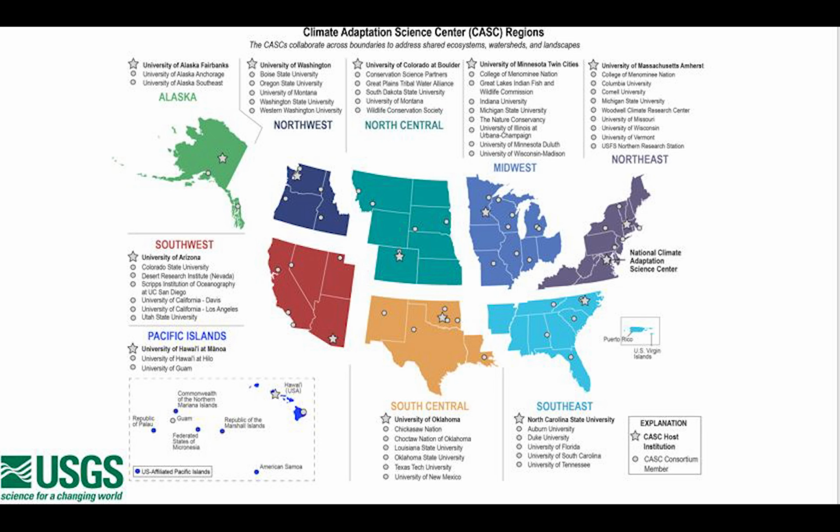There are, as many folks are aware, 9 regional climate adaptation science centers in the National Center. These are federal and university partnerships with a federal director and a university lead, and often these are consortium based. And both Laura and I, though not necessarily located in the same place in the country, we are both housed in the National Climate Adaptation Science Center.